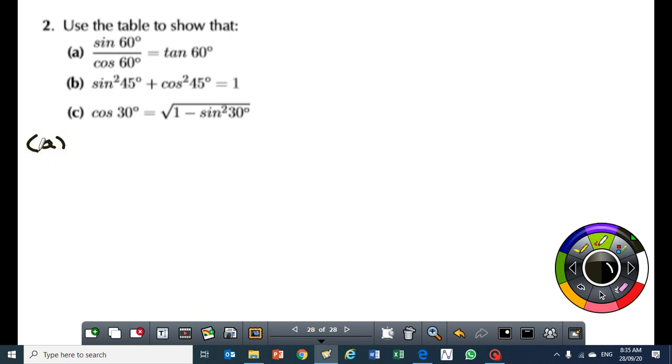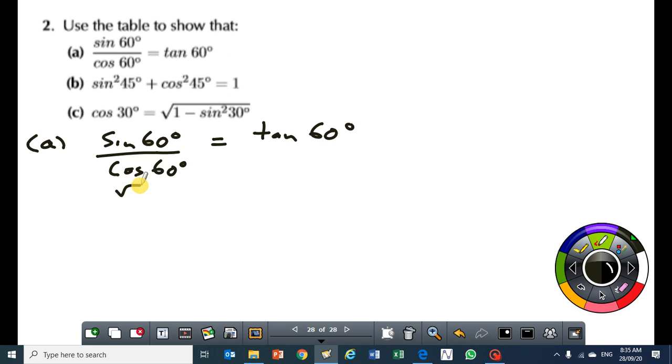A, we have sine 60 degrees over cos 60 degrees, that's equal to tan 60 degrees. Now, we know here, because we have got angles on both sides, we have to put the values of tan 60, sine 60, cos 60. Now, sine 60 is square root of 3 over 2, divided by cos 60, which is a half. Tan 60 is square root of 3.